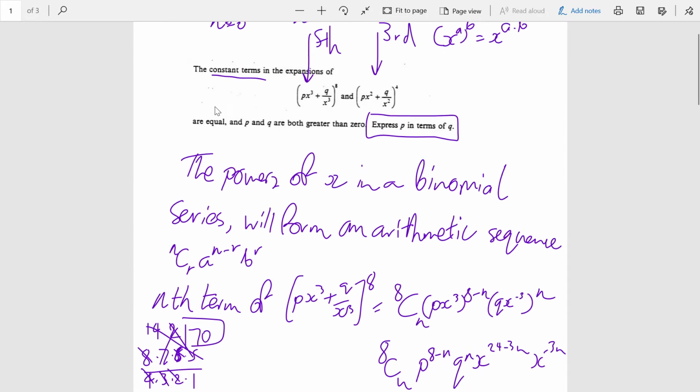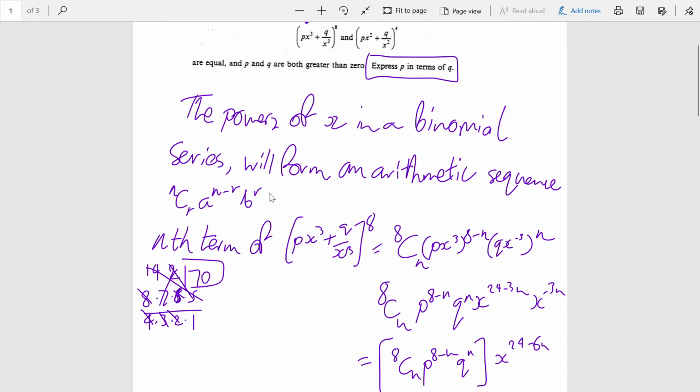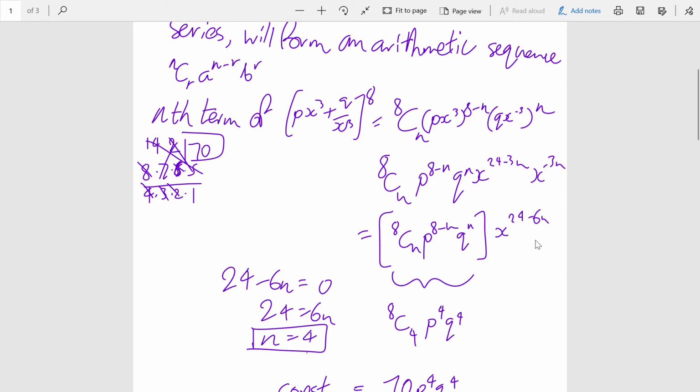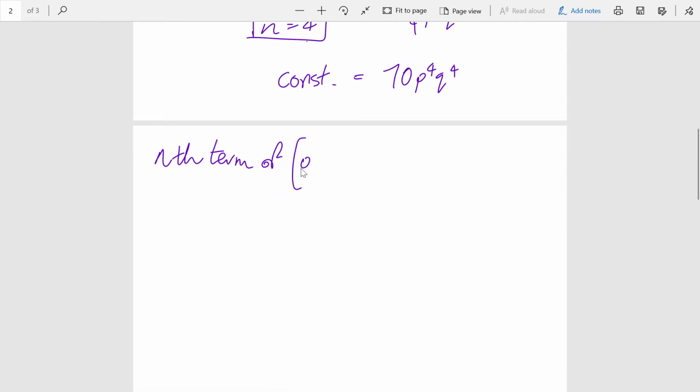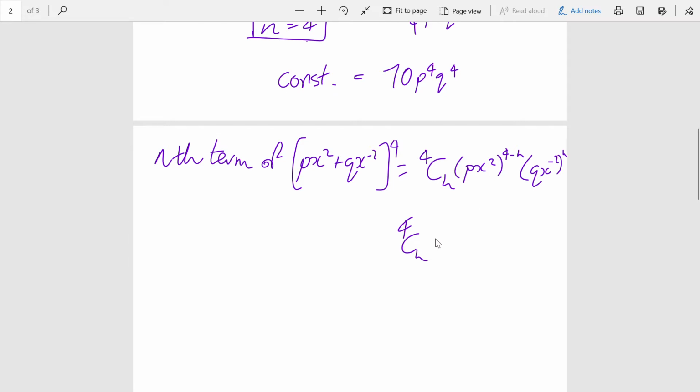So to confirm this algebraically, our solid guaranteed solution is, again, to find the general term formula in this form, where we have all the numbers on one side and then x to some linear exponent in terms of n. Alright, so let's start working at this. The nth term of px squared plus qx to the negative 2, to the power of 4, is 4 choose n, px squared to the power of 4 minus n, qx to the negative 2 to the power of n. And we can firstly factorize the p to the power of 4 minus n out, and also q to the power of n out.